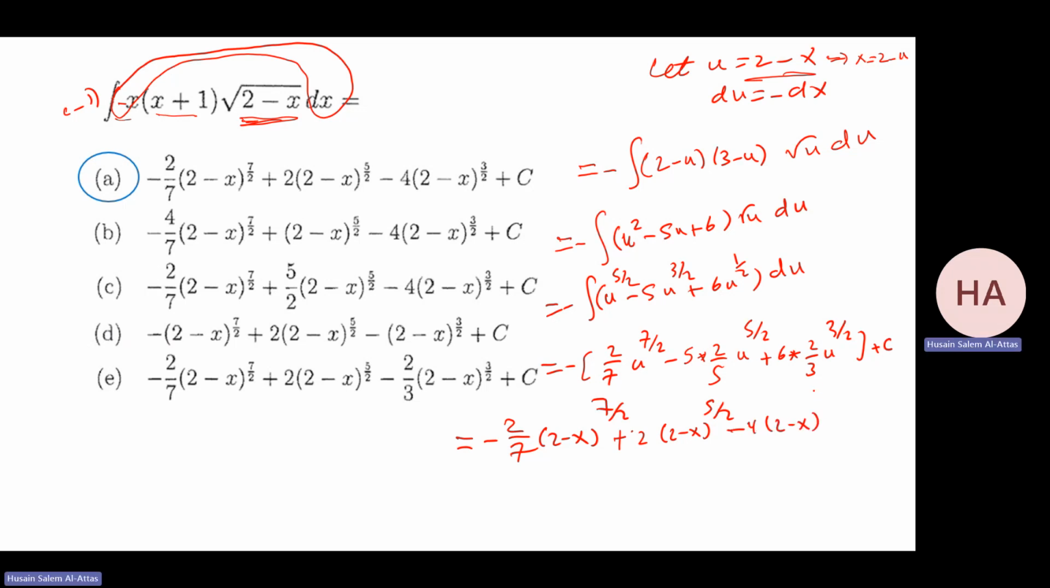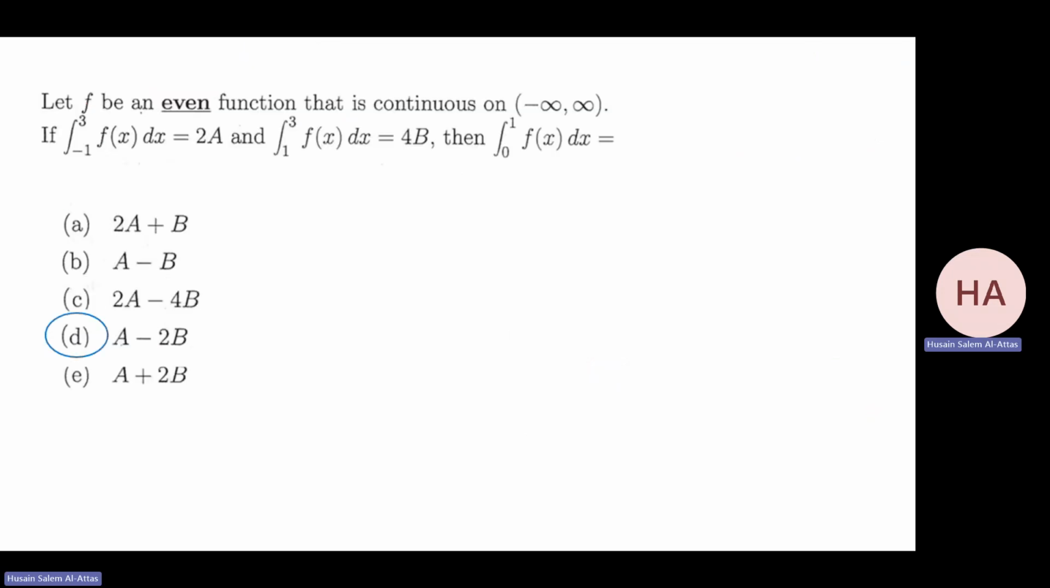2 minus x to the power 3 over 2 plus c, which is this. Okay. Let it be even. Even just came to my mind: the integral from minus a to a of f of x dx will be 2 times the integral from 0 to a of f of x dx. Okay. What we have and what we want.